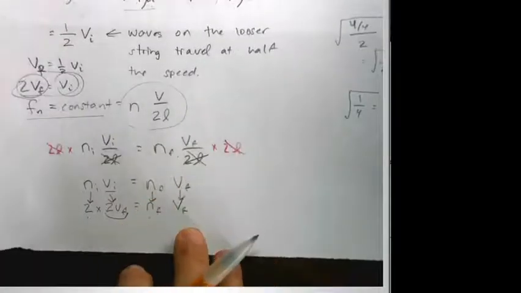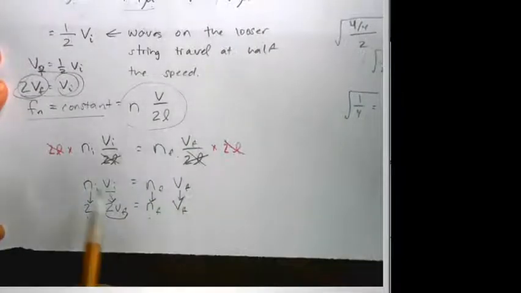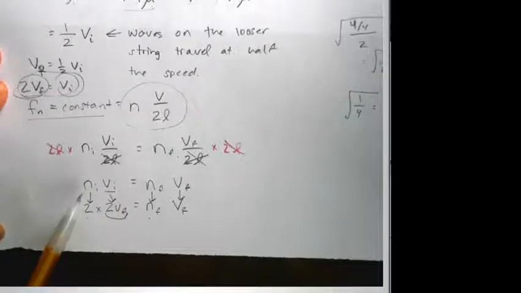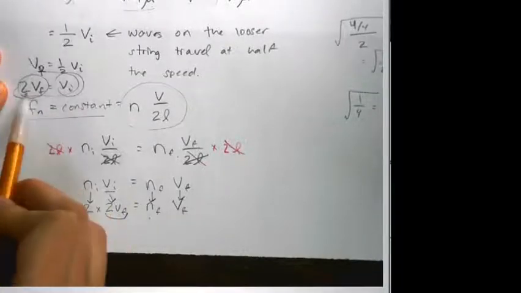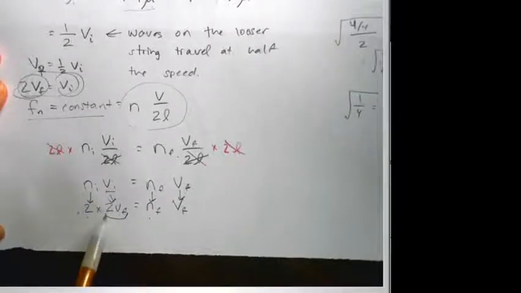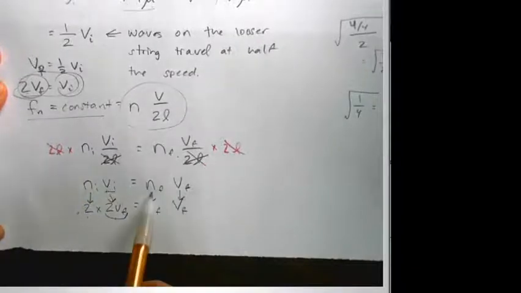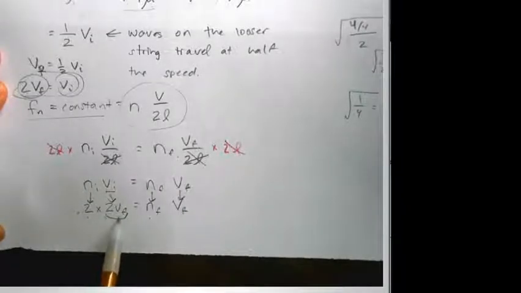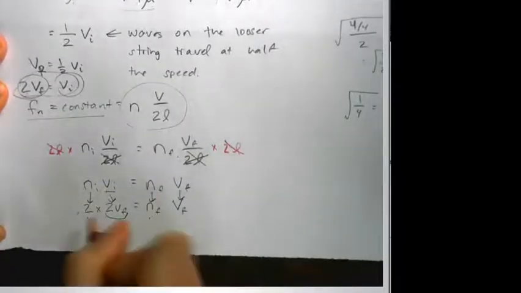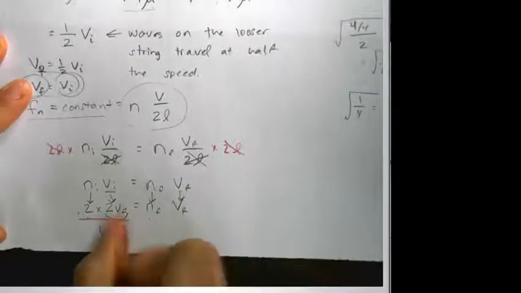Sorry about that. Let's write this again. So n initial is 2. So we just turned n initial into 2. V initial was 2V final. So instead of writing V initial, I wrote 2V final. n final became n final, and V final just stayed V final. Now I have 2 times 2 times V final equals n final times V final. And since V final appears on both sides of the equation, I can cancel it. So I'll just divide by V final on both sides.